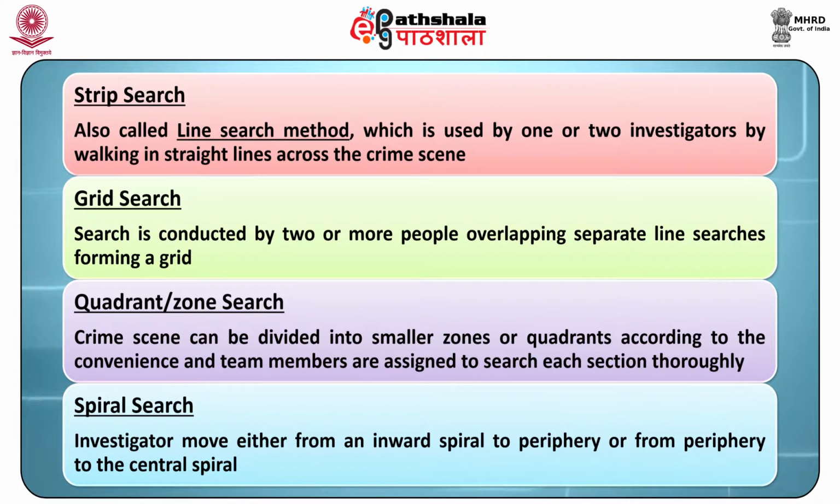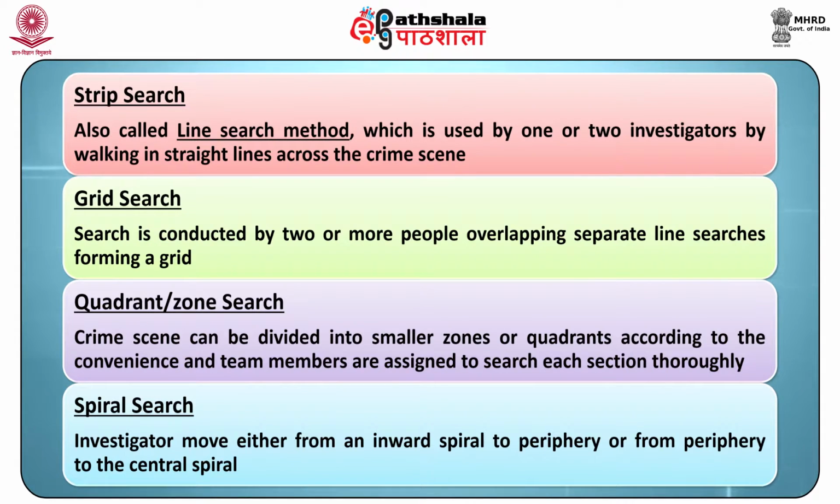The first one is the strip search, also called the line search method, which is used by one or two investigators by walking in a straight line across the crime scene. Next we have the grid search. In this method, the search is conducted by two or more people overlapping separate line searches forming a grid.